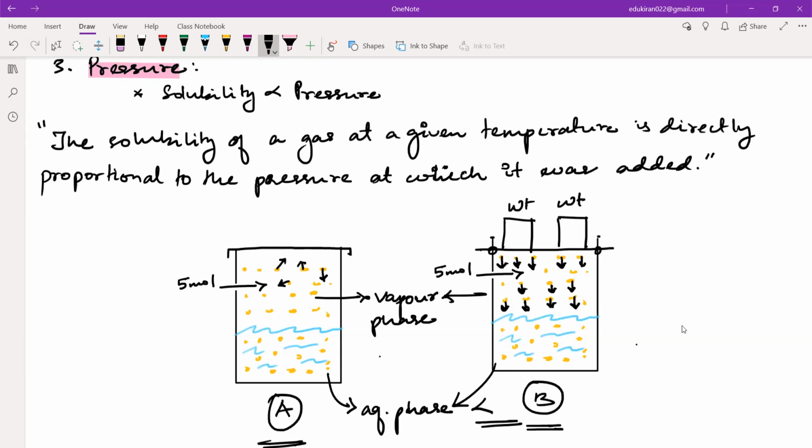Then we will discuss more things and we will look at the qualitative aspect of the factors, the quantitative aspect of the pressure criteria, that is the factor of pressure, and how the pressure is increasing the solubility. Write this down. Let me know when you are done.